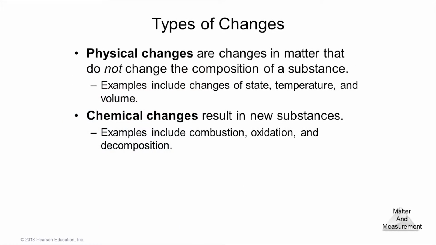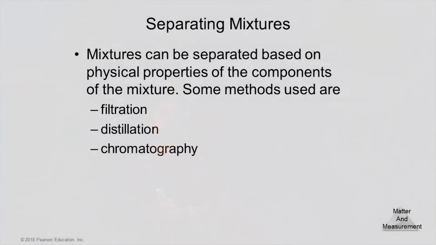Chemical changes: flammability, combustion, oxidation. Combustion is burning; oxidation, corrosion of iron, and decomposition. Those are the chemical changes. So in this section, we talked about properties, chemical properties, physical properties, and then intensive properties, which are independent of the amount of substance. Extensive properties depend on the amount of substance. And then we talked about 2 types of changes, physical change and chemical change.